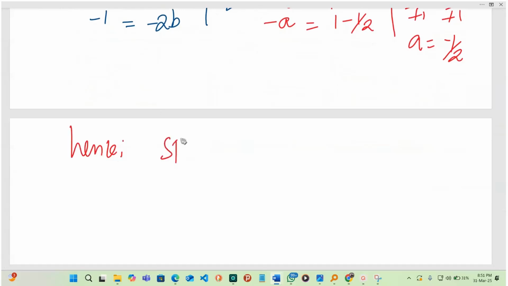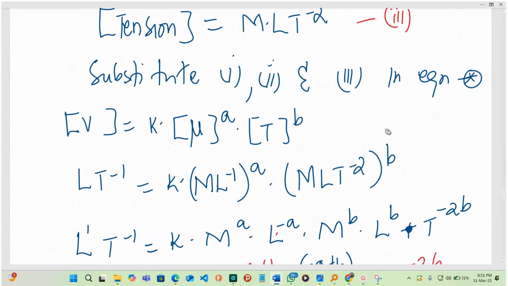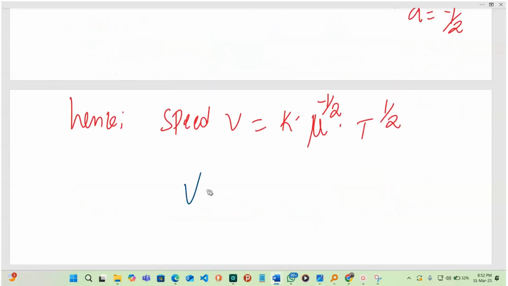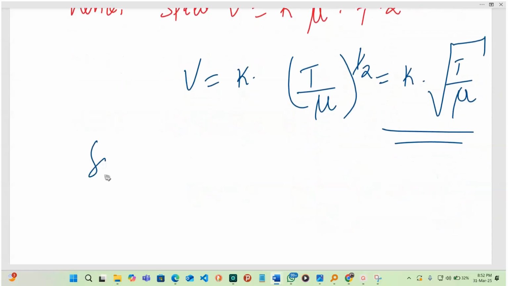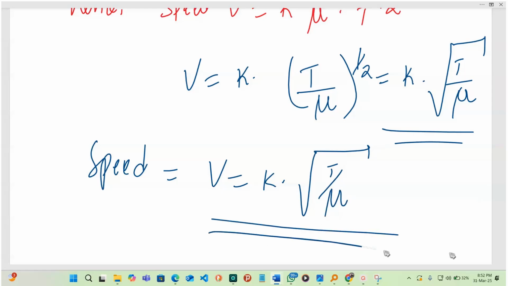Therefore, hence, speed v will equal K times nu to the power A, but A is negative a half, and then T to the power a half, because T is to the power B. Therefore, v will be K times T over nu, everything to the power a half, which is K times the square root of T over nu. And therefore, speed v is equal to K times the square root of T over nu. As simple as that.